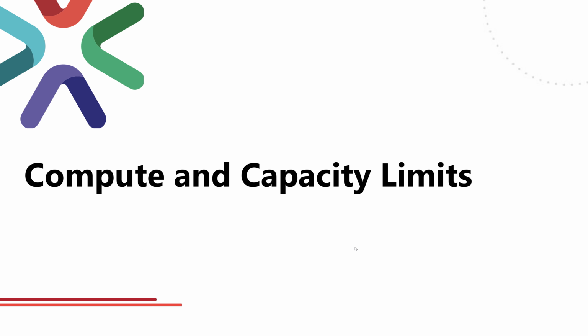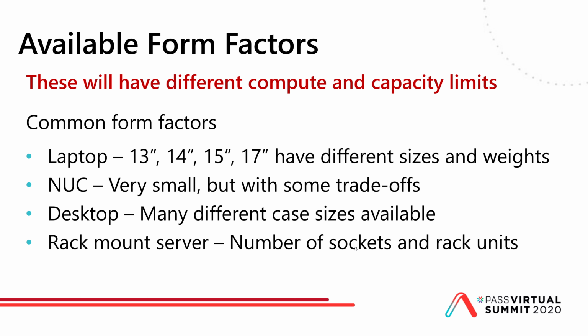Compute and capacity limits, things you need to think about there. Available form factors. You're going to have different compute and capacity limits that you can use or go up to with the different common form factors that are available. For example, if you're thinking about using a laptop for your home computer lab, maybe it's a new laptop or a used laptop you have laying around, well, what size laptop it is going to have an effect on how big it is and how much it weighs, and then how much RAM and how many CPU cores it's going to have available.